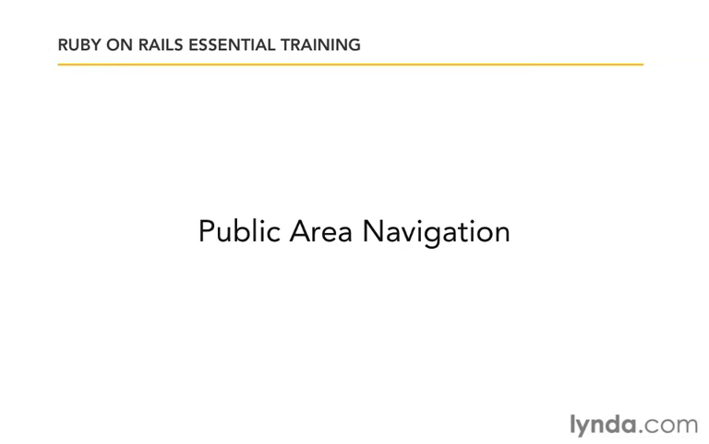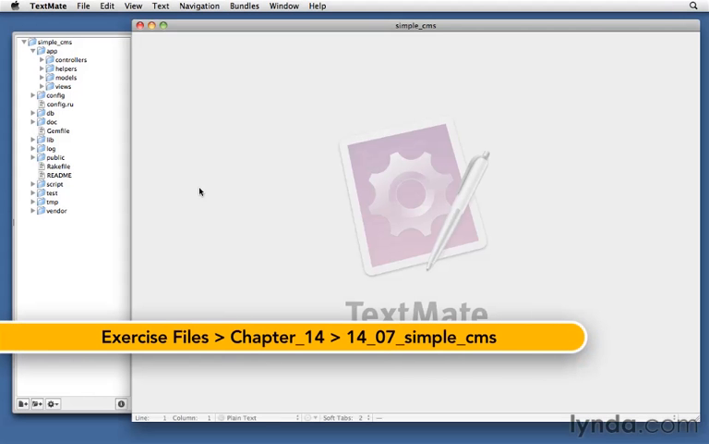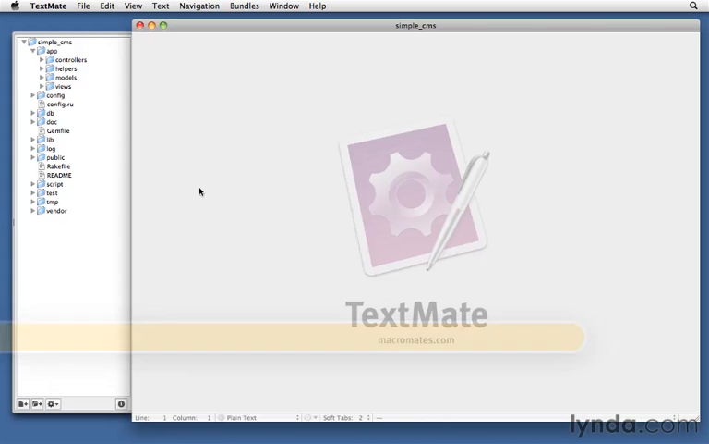In the last movie, we created a public controller and enabled it to display pages from our CMS. But to view those pages, we had to actually type the URL that we wanted into the browser's URL bar. Now let's create a list of pages by subject that will be links that will allow us to navigate around the site and view different pages just by clicking on those links.